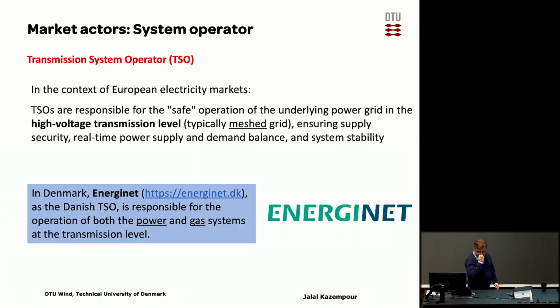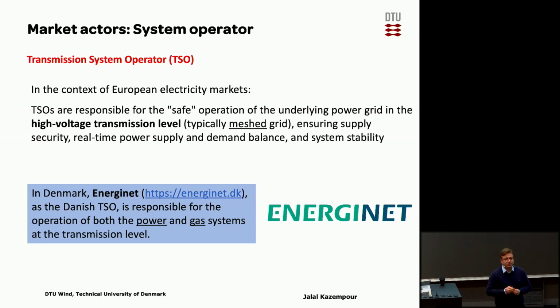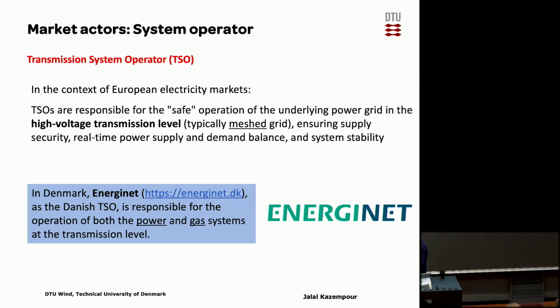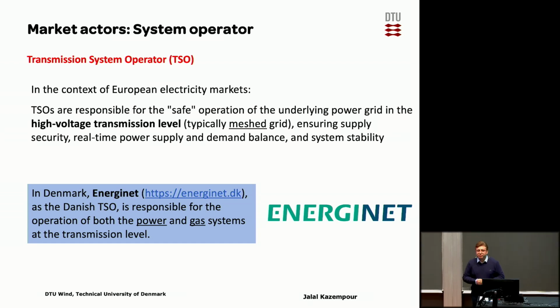And in Denmark, Energinet is the TSO. And it has a very special case because it's TSO for both power and gas, natural gas. So the gas network in Denmark is also being operated by Energinet.